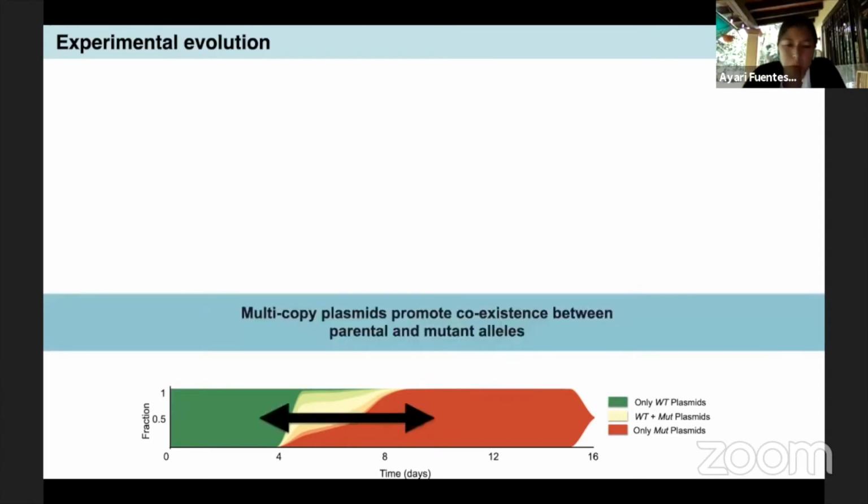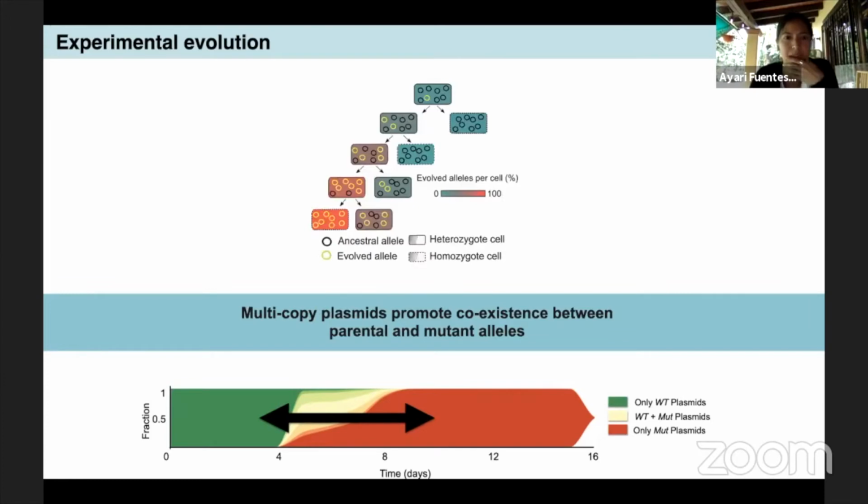And then, interestingly, from 4 to 8 days, we have this period of coexistence between the parental and the mutant allele, and we found this really interesting. So we wanted to know what the consequence is of having this period of heterozygosity.